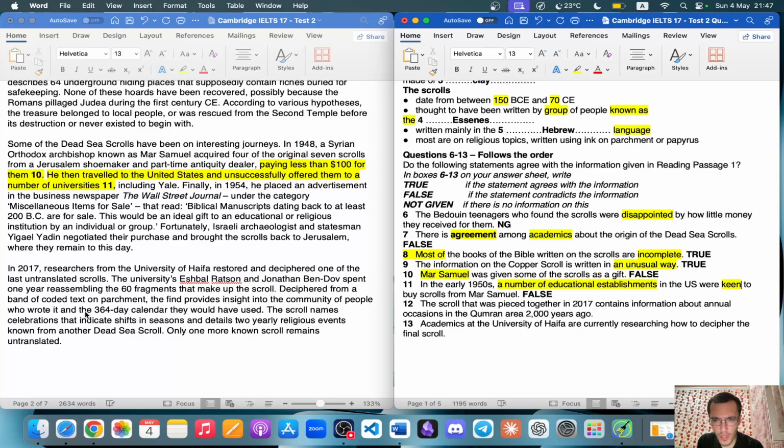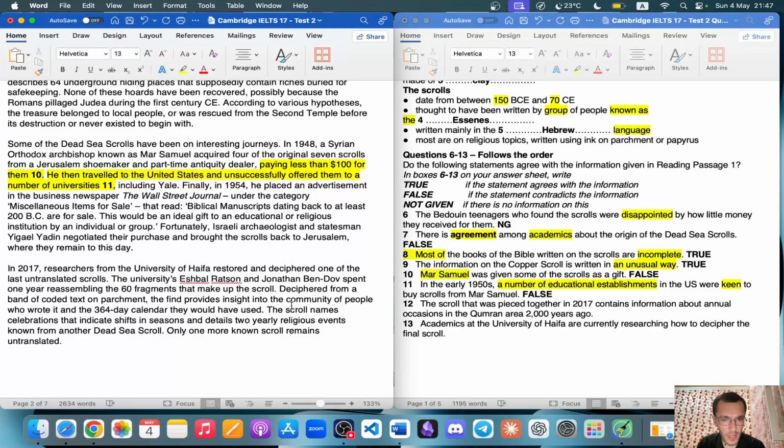Essentially, the scroll that was pieced together contains information about annual occasions. Annual occasions means that the community of people. So they find insight into the community of 365 calendar they have used. So which means true. The find provides insight into the community of people who wrote it and the 364-day calendar they would have used.